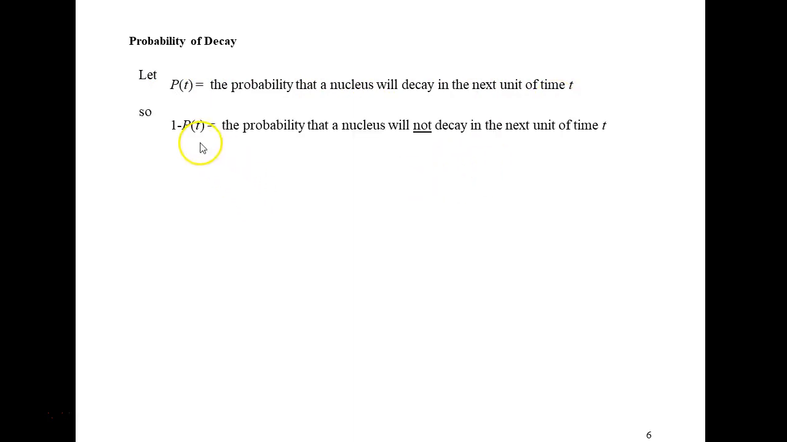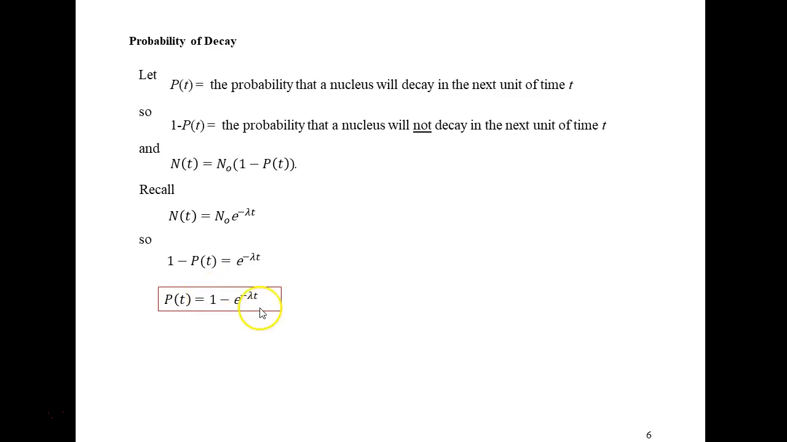So therefore, 1 minus that probability is the probability that a nucleus will not decay in that next unit of time, right? That means if I want to know what my population of unstable nuclei is at some time t, I'm going to multiply the initial population by the probability that a nucleus will not decay, which is 1 minus p. Now if I stick in my exponential function for my population, I can solve this for that probability. There you see it right there in the red rectangle. The probability that a nucleus will decay in the next unit of time is 1 minus e to the minus lambda t.